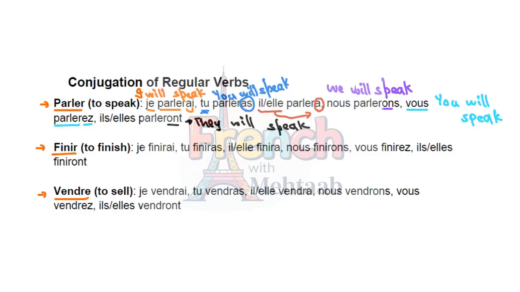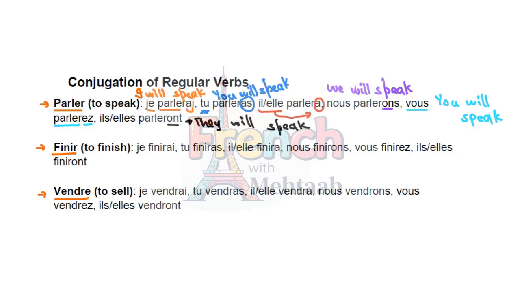Okay, then we take the verb finir. Finir means to finish. Now we want to make the sentences I will finish, you will finish, and he or she will finish. So again, this is an -ir ending verb. We don't change the -ir ending verb if it is in the regular form. We simply add the endings to this. The endings would be the same as we have done above.